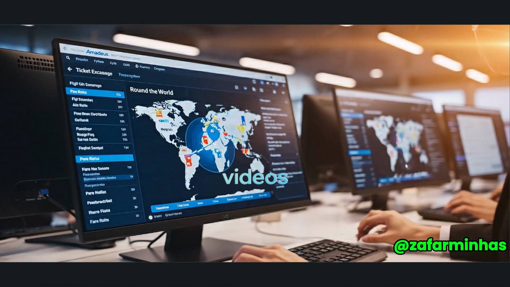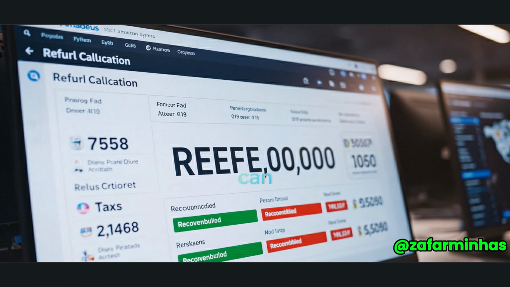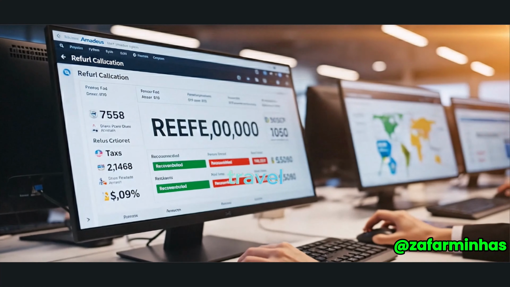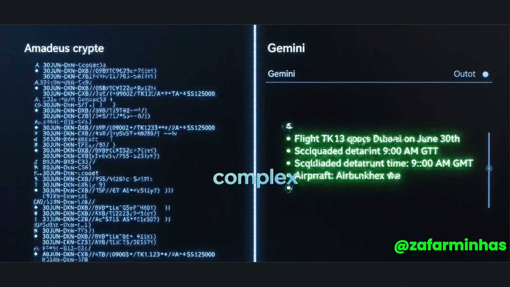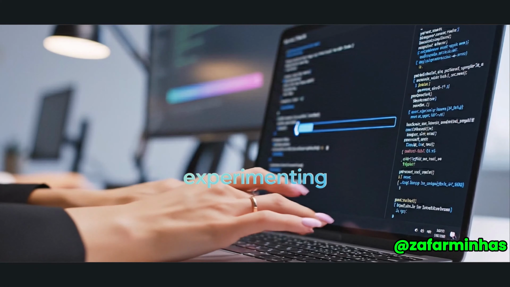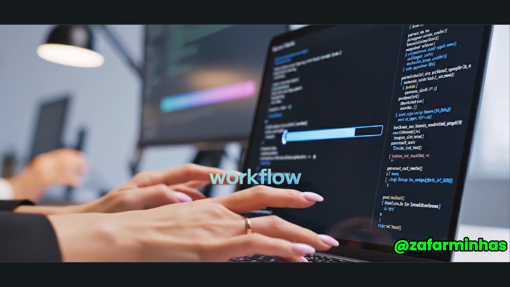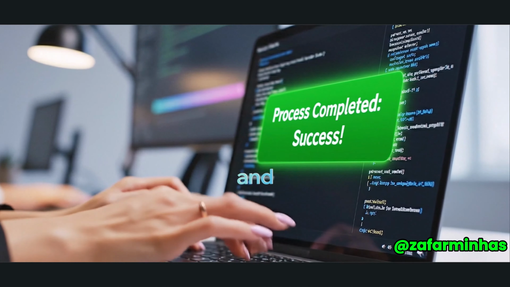In the upcoming videos, we'll show you how Google Gemini can supercharge your self-learning in the travel industry, handling more complex queries as you grow. Keep experimenting, keep learning, and watch your workflow become faster, smarter, and easier.